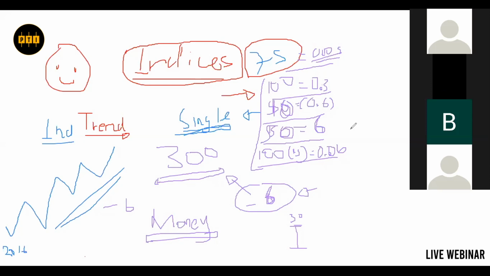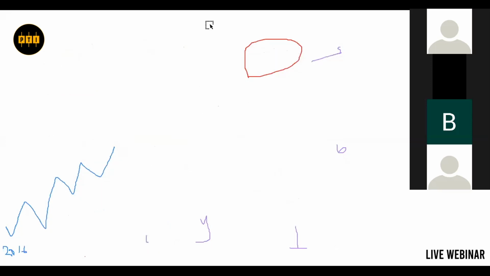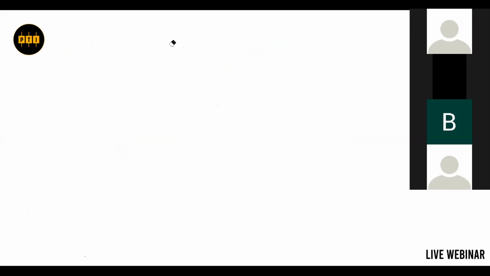So the other important aspect, guys, when it comes to trading indices, not just trading indices only, but when it comes to trading as a whole, there is one most important thing, guys, and it will always put you on the positive side. It is consistency.